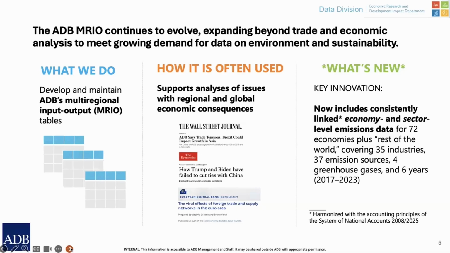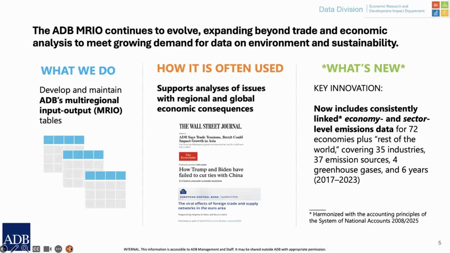The initial motivation for producing these tables was to study the effects of the global financial crisis, the expansion of global production networks, and the emerging trade tensions. Analysis based on our database has also been featured in mainstream media such as the Wall Street Journal, the Financial Times, and The Economist. To meet the analytical needs related to emerging development issues, under KI 2025, we have integrated the MRIO tables with emissions-related data, which forms the basis of this report.